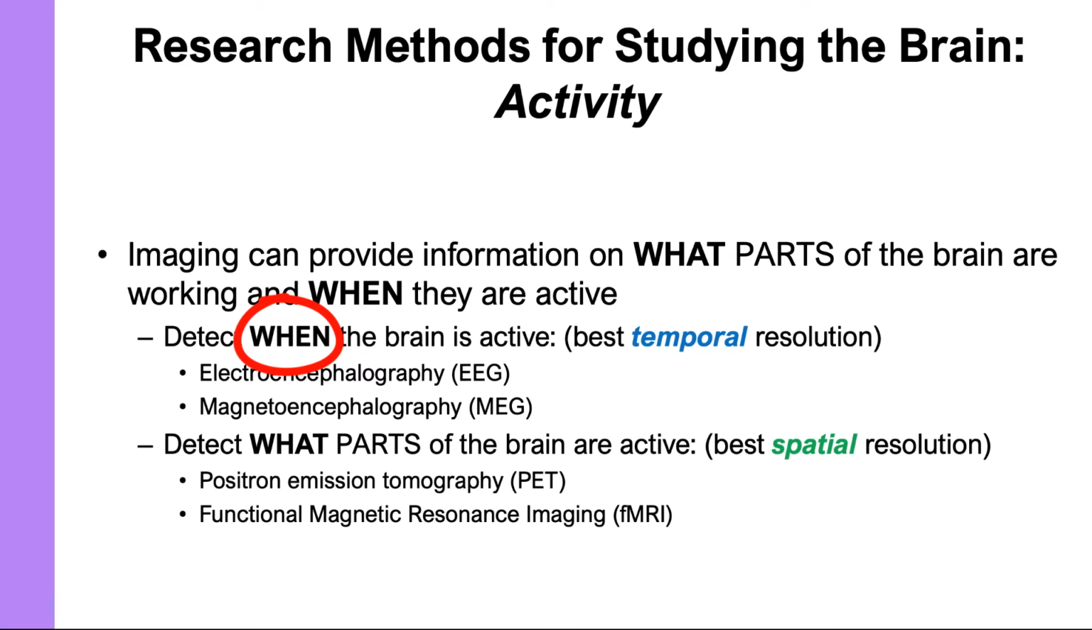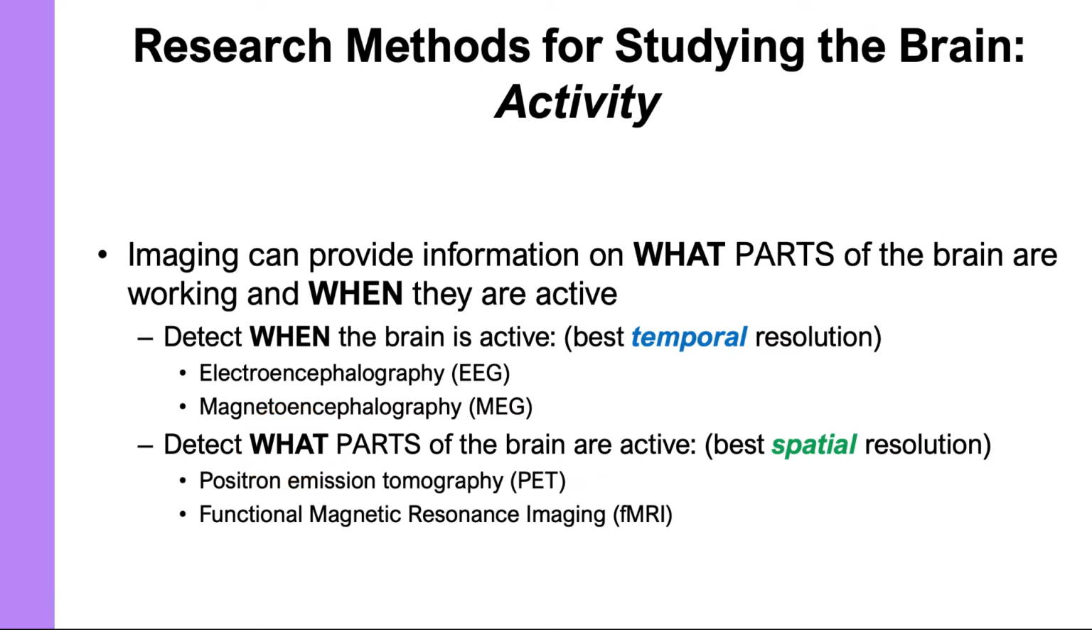If we want to know when parts of the brain are active, and that means we want to know the timing, we want temporal resolution, then our best bets for imaging the activity are EEG, electroencephalography, and MEG, magnetoencephalography, which is very similar to EEG. If we want to know what parts of the brain are active, we would want to use positron emission tomography, or PET scanning, or functional magnetic resonance imaging.